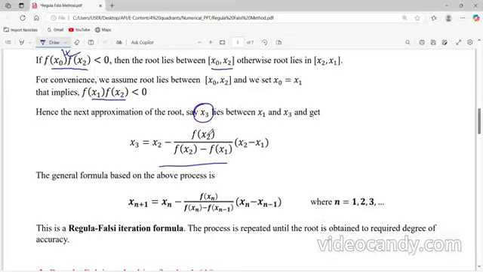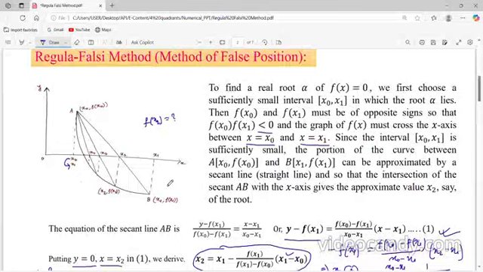Proceeding in this way, we get the general formula based on the above process, which is x(n+1) equals xn minus f of xn divided by f of xn minus f of x(n-1), into xn minus x(n-1), where n equals 1 to 3. So in the same way we have x3.